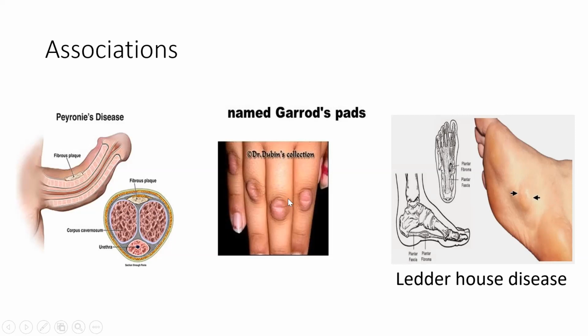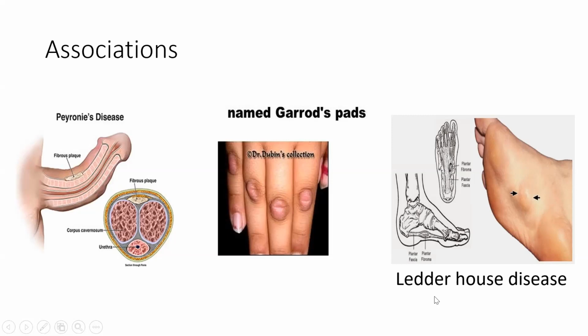The other problem is Garrod's pad. So ये क्या होता है? ये अपने knuckle बोलते हैं इसको. So this area is knuckle. So knuckle pads बोलते हैं और Garrod's pads बोलते हैं. Knuckle और Garrod's pads, it's a part of the fibrosis system. तो ये fibrosis हो जाता है and it is associated with Dupuytren contracture.